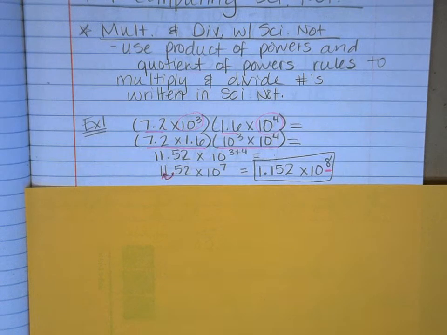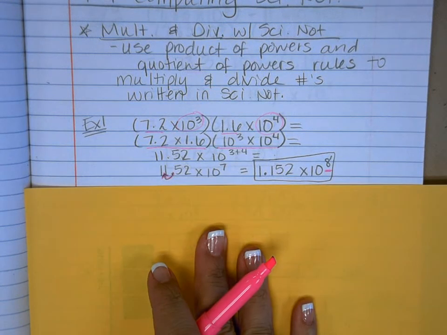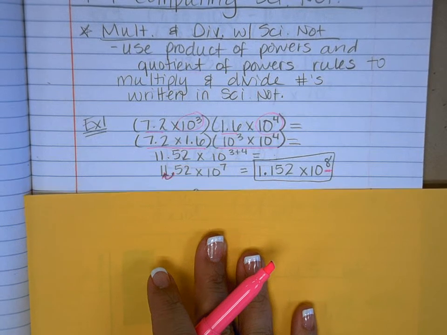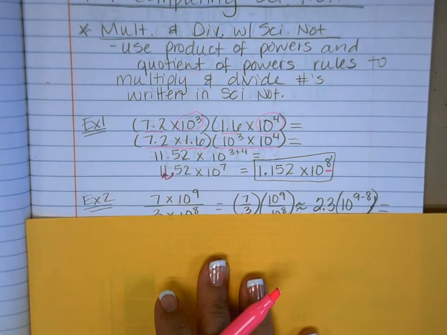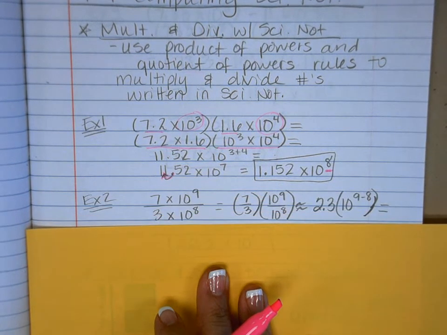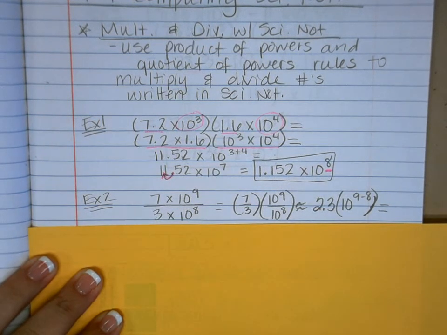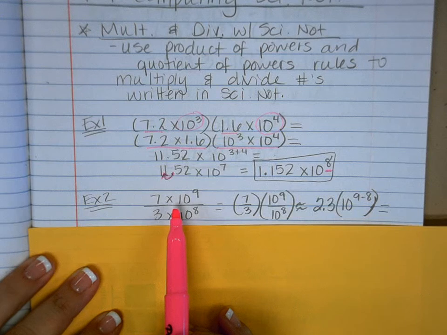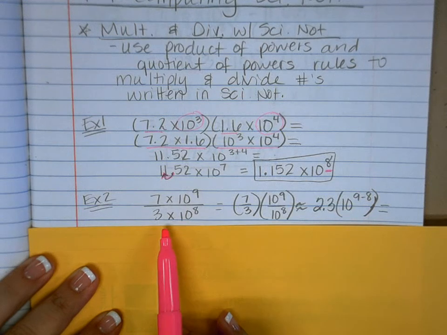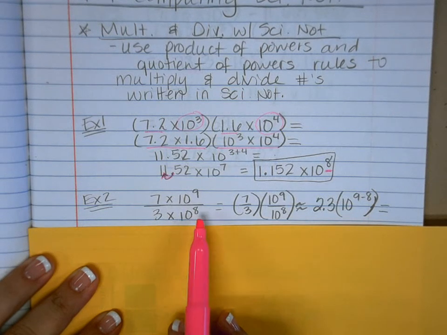So the reason we do this is it makes it easier to compute very large numbers. Okay, when we have very large numbers, it's easier to compute them this way. Computers do this though, right? Yeah. Okay. Example 2. Here's division. So the first one was multiplication, now we have division. So we have 7 times 10 to the 9th over 3 times 10 to the 8th.